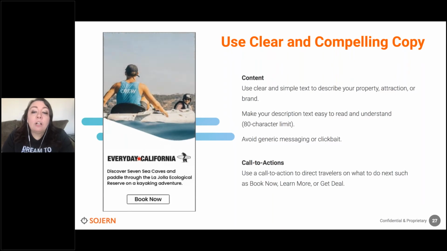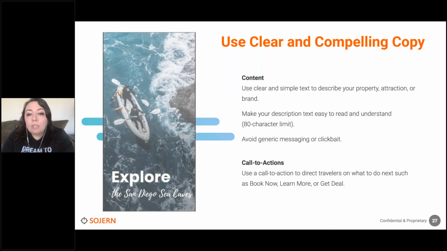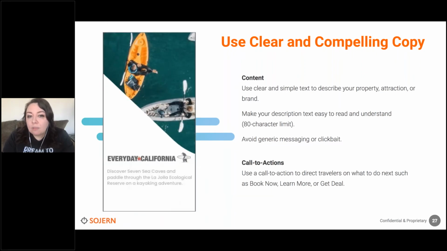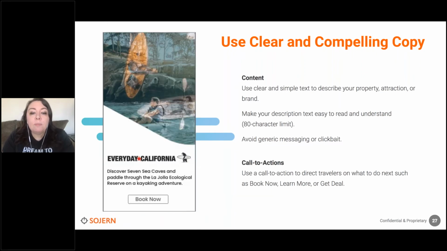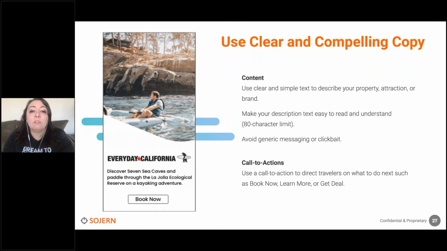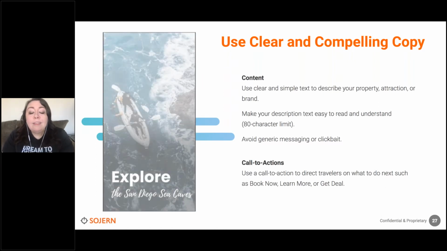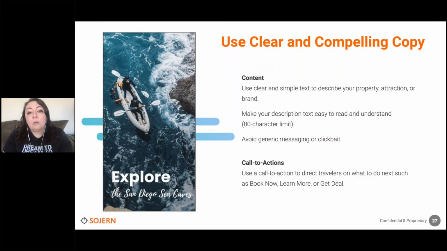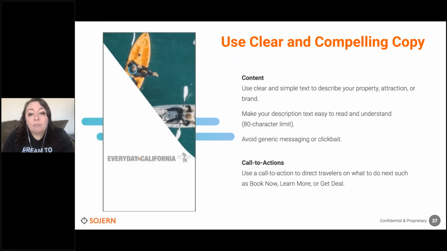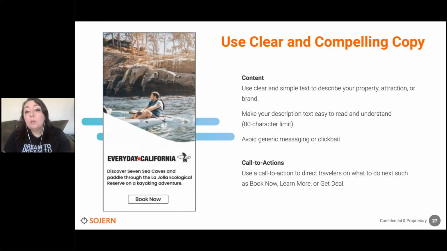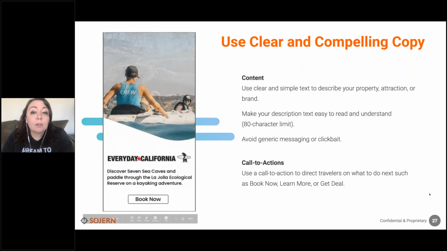And when deciding on a call to action, make sure it correlates with what you want the viewer to do next and what your performance goal is. If you have a conversion rate goal type, consider using something to target travelers lower in your sales funnel, such as "book now" or "get deal." Whereas if you're trying to grab the attention of travelers higher in your sales funnel, you can use call to actions like "learn more" or "explore Greece."